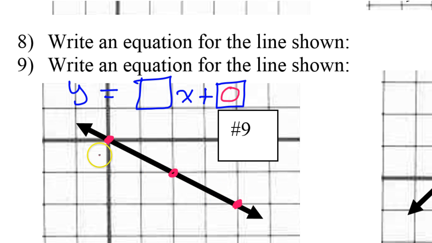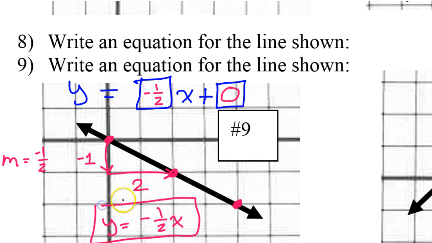So as I travel from point to point, now I'm going to do my rise and my run. Rise and run. So this is negative 1 is the rise, and I have a run of positive 2. So that means my slope is negative 1 over 2, negative 1/2. Okay, so that means the final answer would be y equals negative 1/2 x. So remember, with that 0, I just don't put anything. So this would be the final answer for number 9.